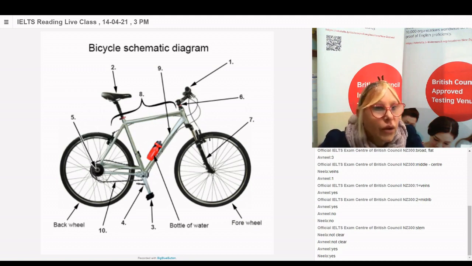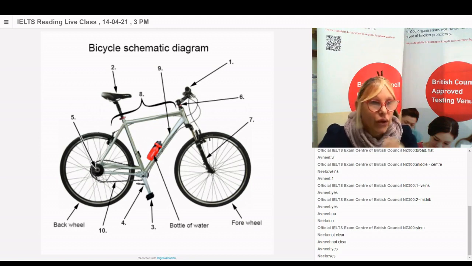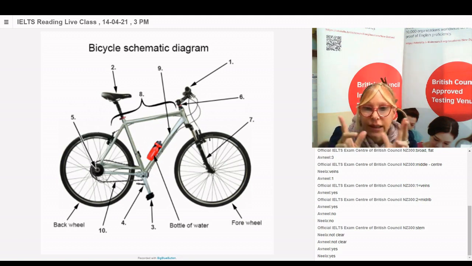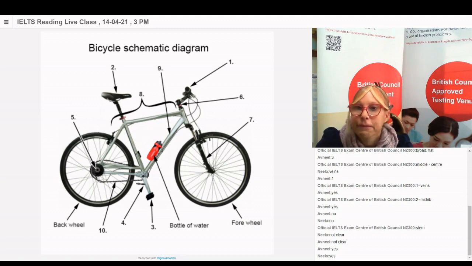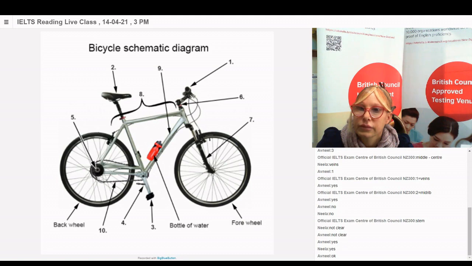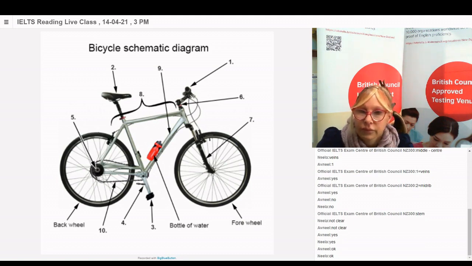All right. So, Avneel and Neela, have you got your phone with you, your cell phone, or even just on your computer? Can you take a screenshot of the bicycle so that I can then go back to my other document? Can you take a screenshot on your phone or on your computer for me? And then I will just go back to the other document. Thanks. Okay, great. Thank you.